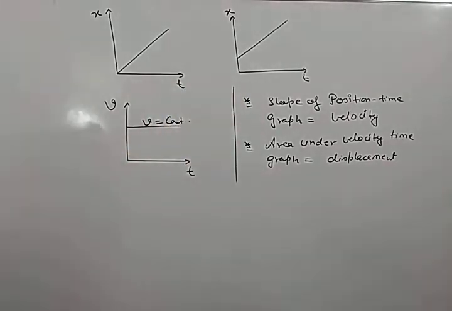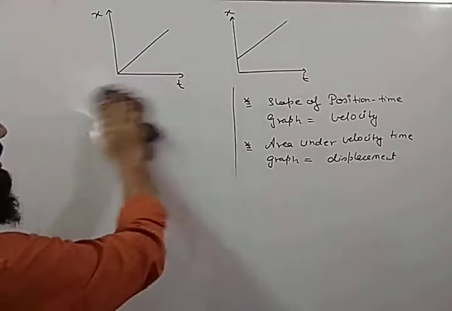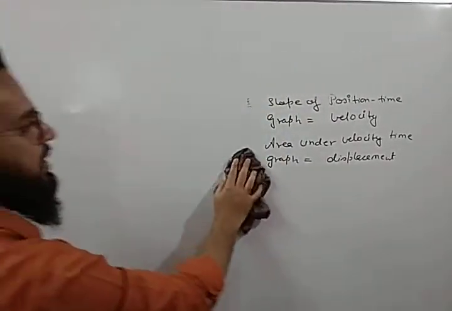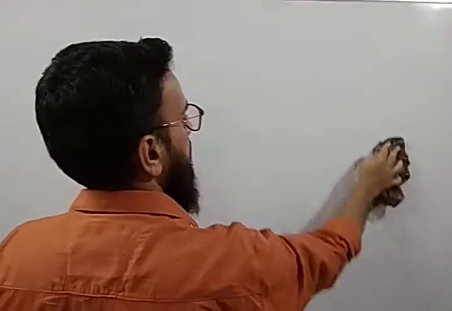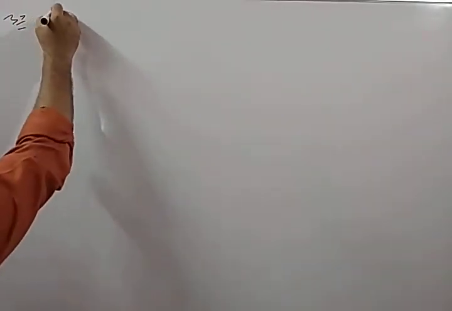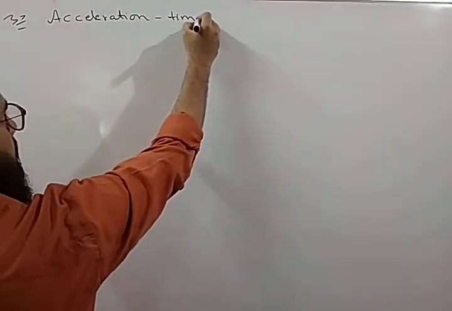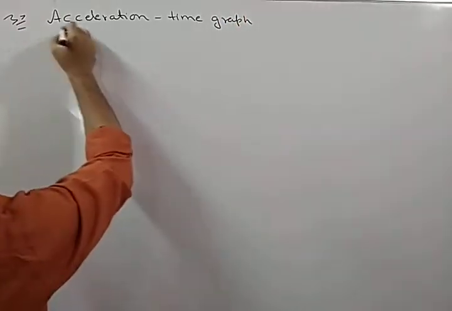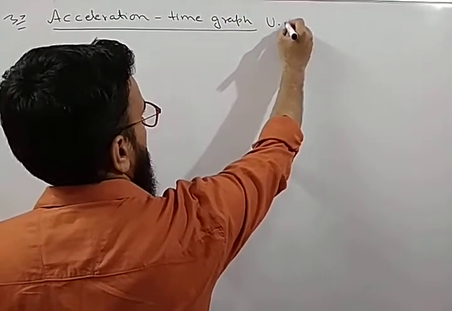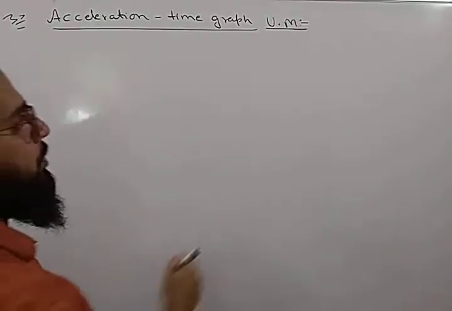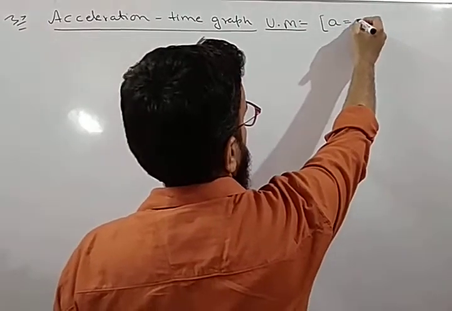Then we were discussing the acceleration-time graph of uniform motion. So let us start with the acceleration-time graph of uniform motion, then we will discuss all the graphs of non-uniform motion in detail. So first I am coming to the third graph of uniform motion, that is the acceleration-time graph. We know that for uniform motion the value of acceleration is 0.